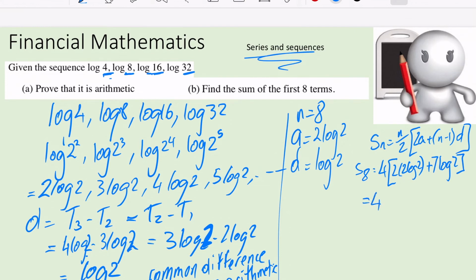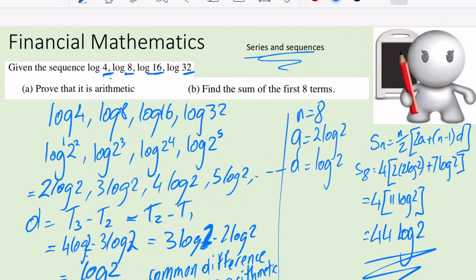Okay, so 4 lots of 2 multiplied by the 2 log of 2 is 4 log of 2, plus 7 log of 2 is 11 log of 2, which will give you 44 log of 2. And that's it. That's your final answer. So a nice little question there.